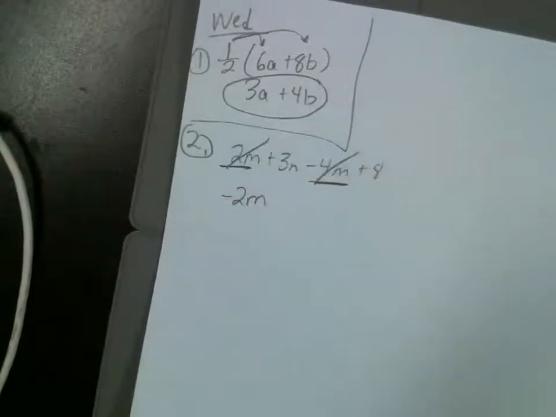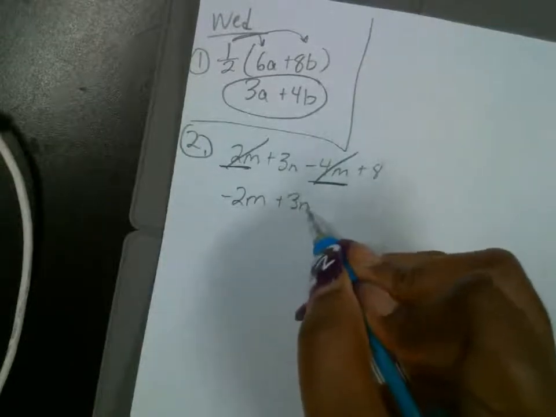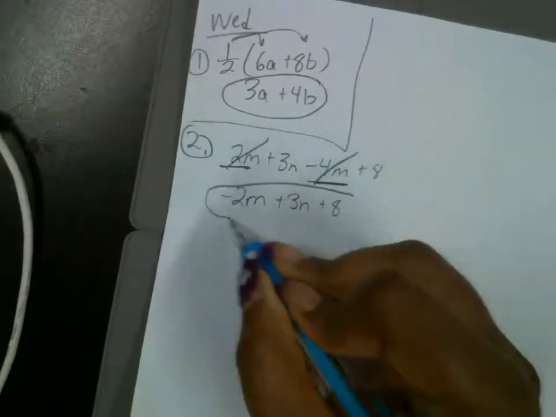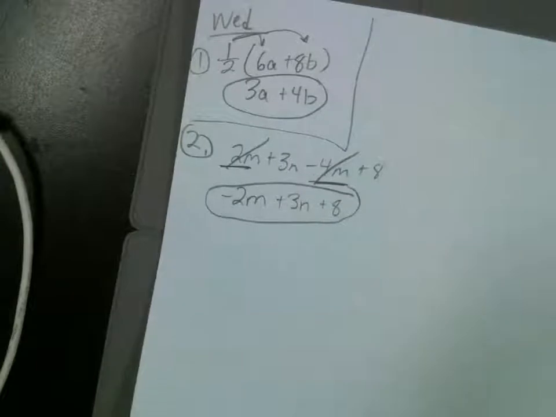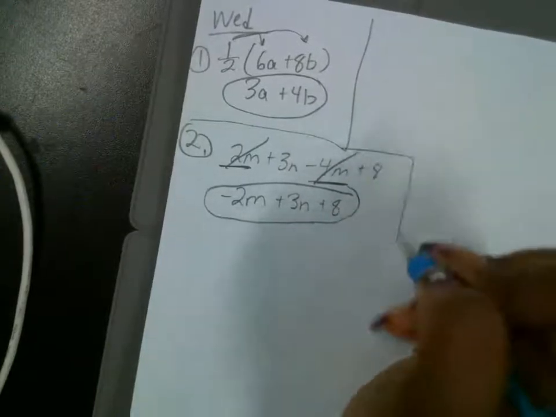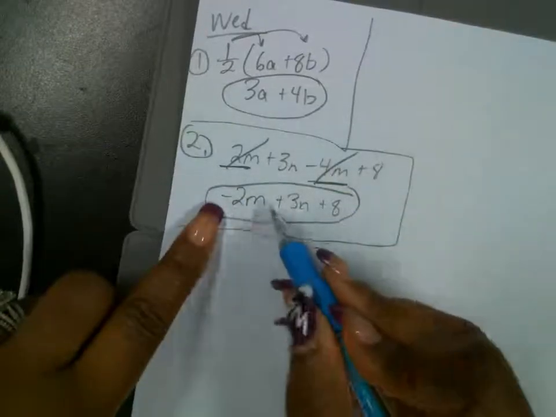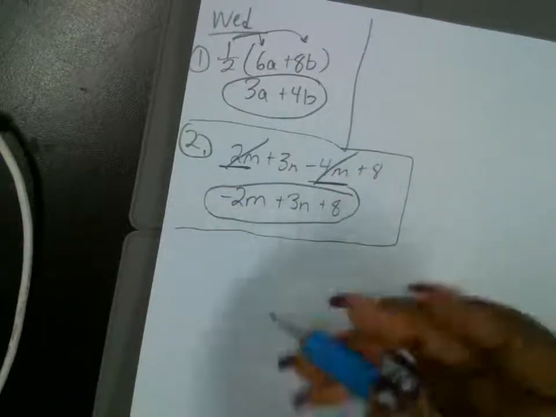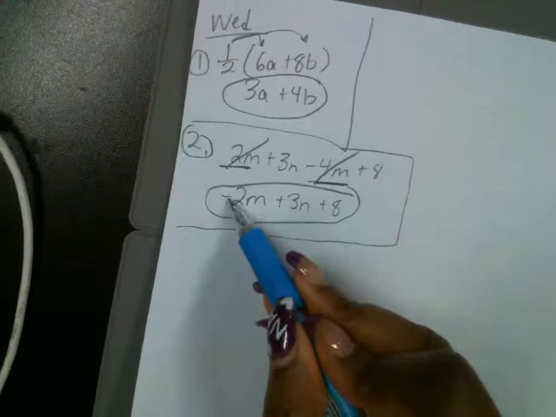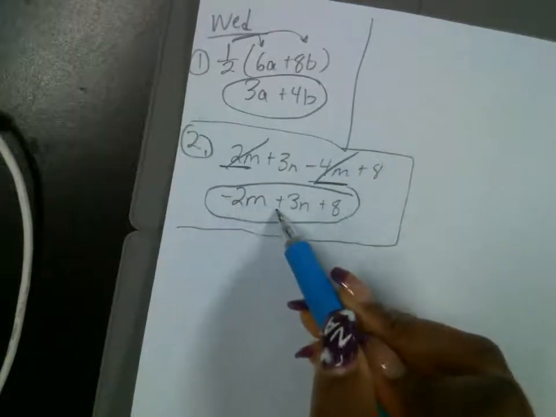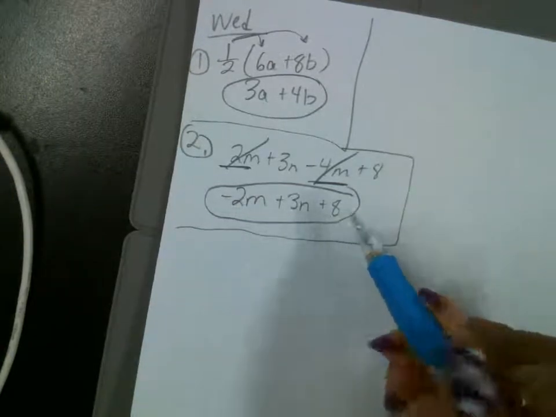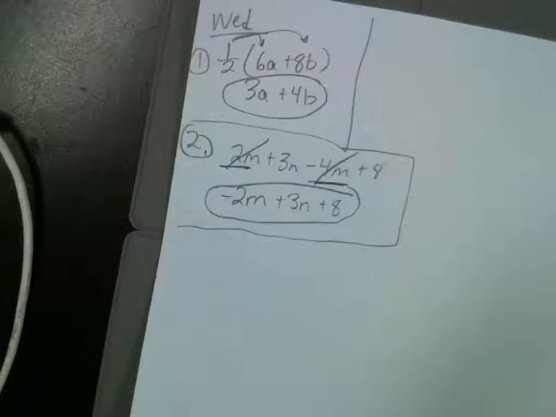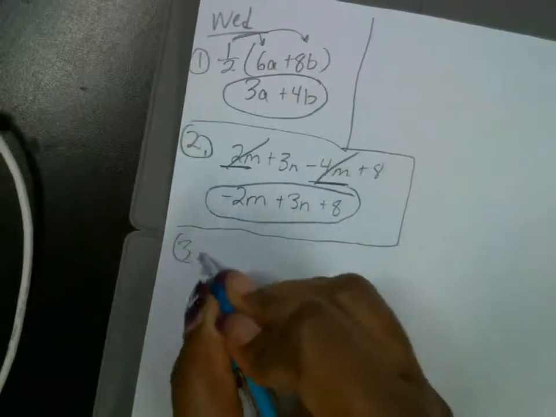Is there anything else that we can combine? No. So we just politely bring those down. And this is our answer because there's nothing else that we can combine. Is it okay if we put it in a different order? It is, as long as the sign is in front of it. As long as the minus sign is in front of this, the plus sign is in front of this, and the plus sign is in front of the 8. All right. Number 3.